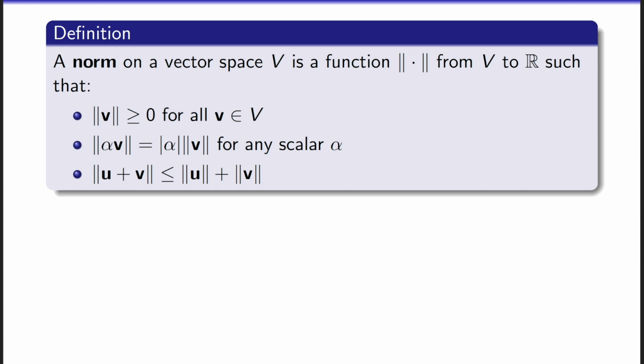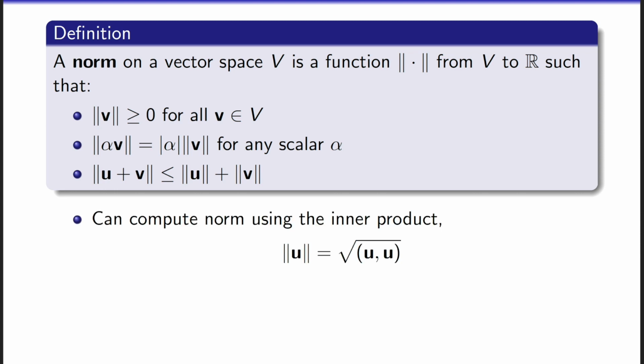And finally, we have the triangle inequality, which is exactly the same type of triangle inequality that you know from the absolute value. So in summary, a norm is simply a function that assigns to all vectors a scalar, a real number. When an inner product is defined on a vector space, we can compute the norm using the inner product. The norm of a vector u is defined to be the square root of the inner product of u with itself. We can now see why the inner product of a vector with itself must be non-negative, because otherwise the square root would be complex.